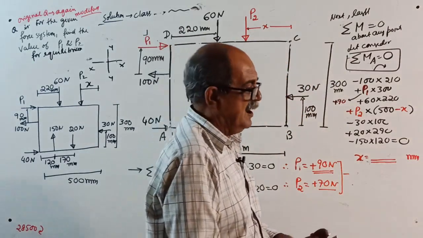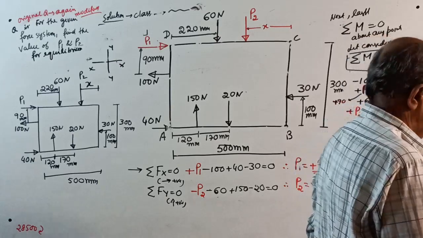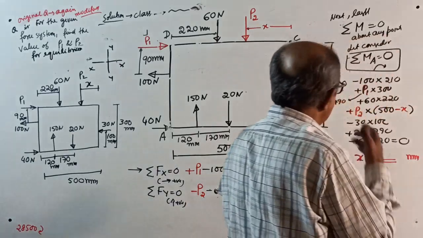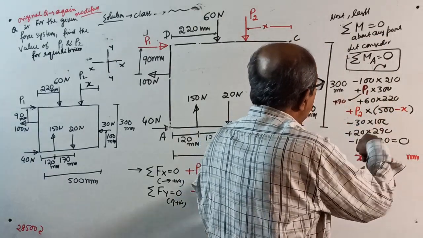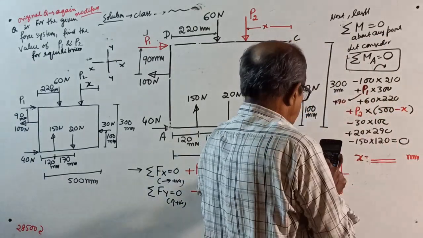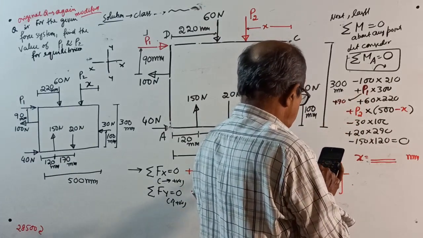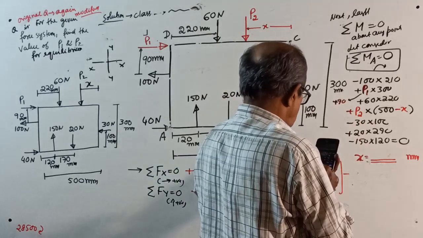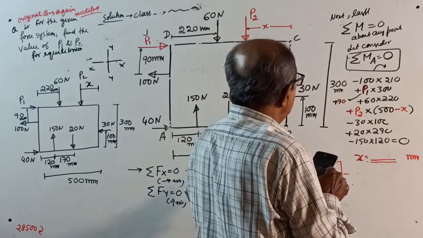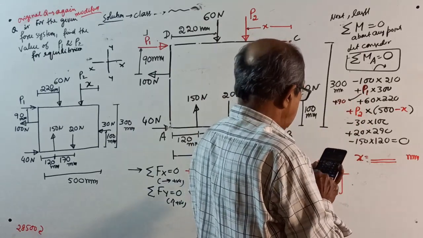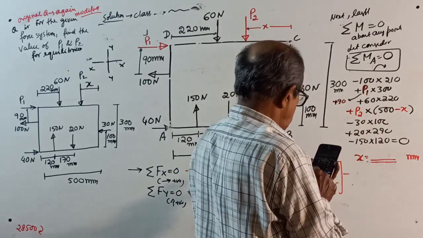Let us calculate that value. I have not calculated. Okay, I will calculate in front of you only. I start from here. All this term will go, I will first calculate all the terms. Minus 100 into 210, plus 90 into 300, plus 60 into 220.